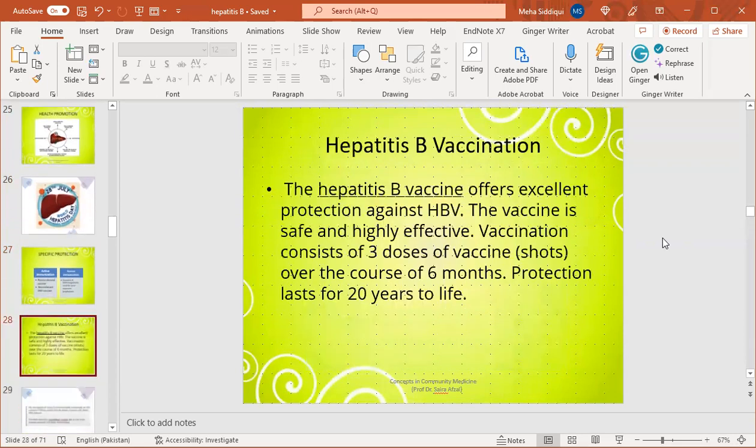Hepatitis B vaccination. The hepatitis B vaccine offers excellent protection against hepatitis B virus. The vaccine is safe and highly effective. It consists of 3 doses of vaccine over the course of 6 months, and protection lasts for 20 years to life.